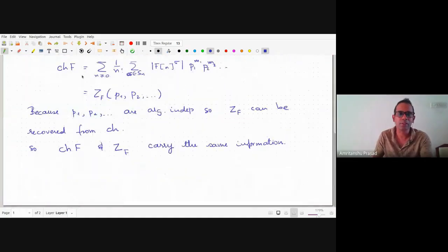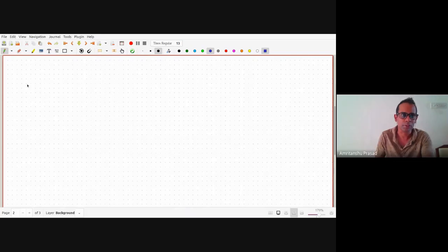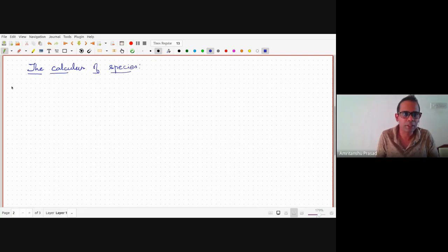So there's a whole calculus of species. By calculus, I just mean ways of doing calculation formally. You manipulate species as if they are symbols. So we have the sum of species, and this is just F of U disjoint union G of U. I'll write plus for disjoint union.